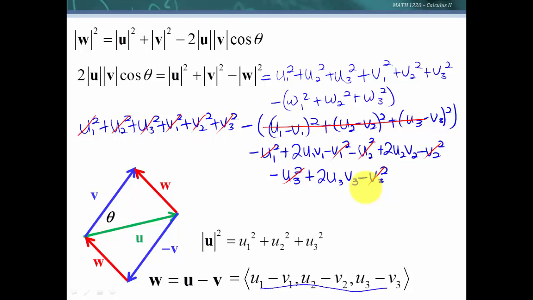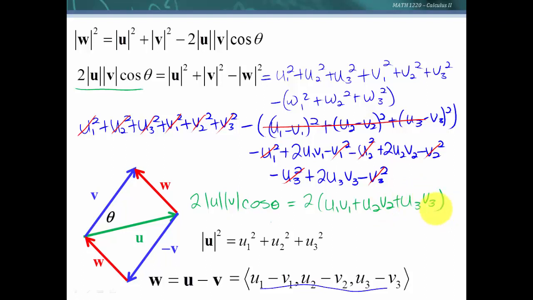So let's express what we have left, which would be right here 2 magnitude of u magnitude of v cosine theta equals, looking here at what we have left, we have a 2 in everything. We have u1 v1 plus u2 v2 plus u3 v3, factoring that 2 out. And now we see that the 2's would cancel, and we could solve this for cosine theta by dividing by these two magnitudes.